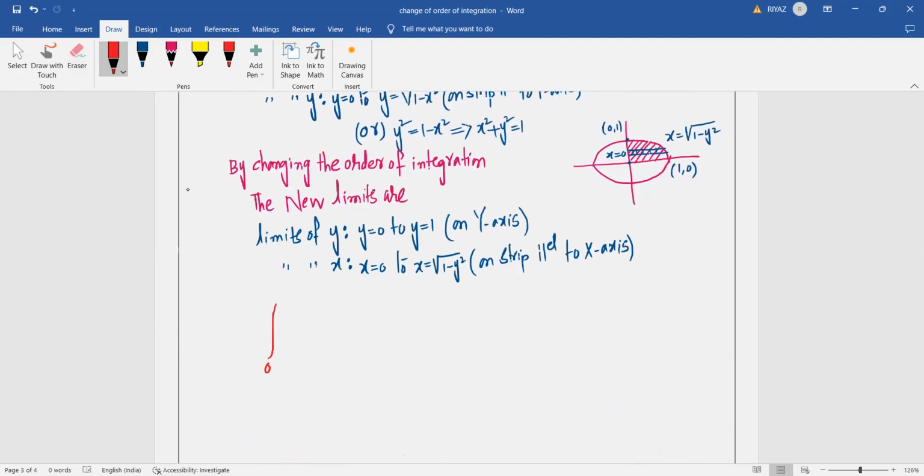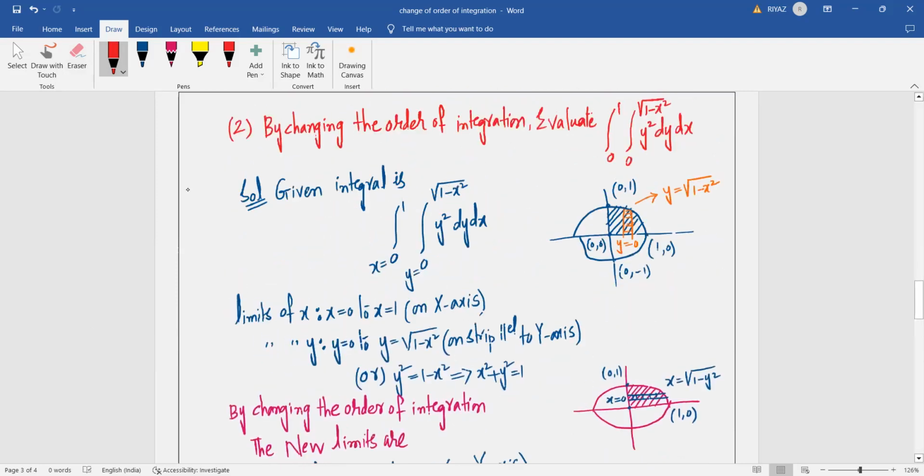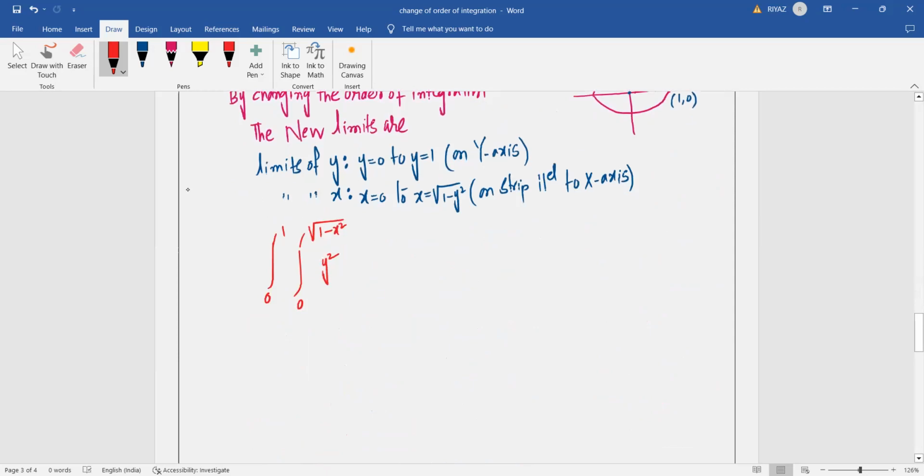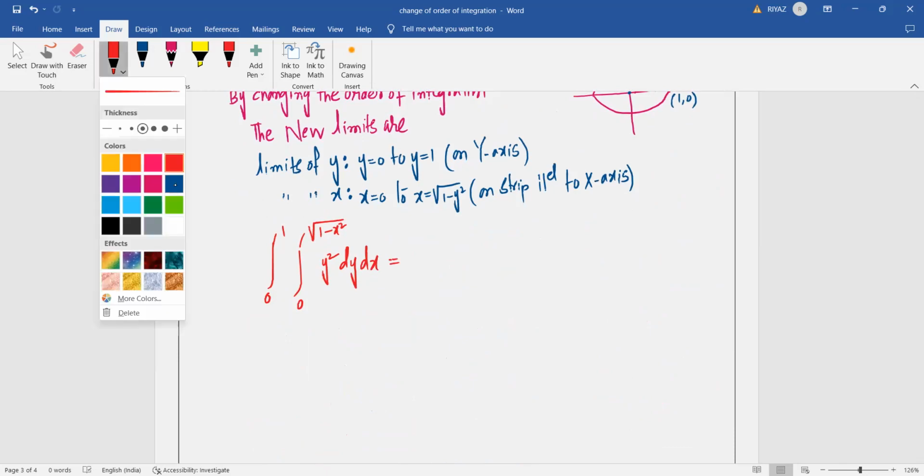So we'll write first 0 to 1, 0 to square root of 1 minus y square, the integrand divided by dx dy. And change we will do later. This is whatever is given; we have to write it first of all.